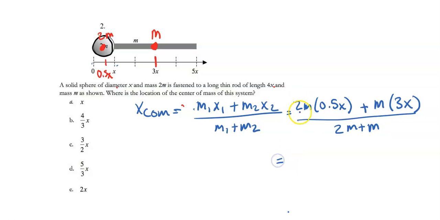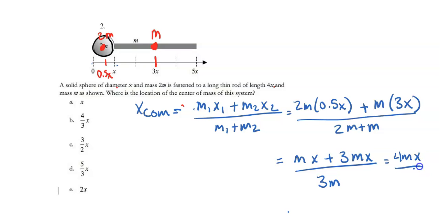So now we go ahead and do some fun math. 2m times 0.5x, so that's just going to be mx, plus 3mx, over 2m plus m, which is just going to be 3m. So then we're left with 4mx on the top and 3m. Oh, I love it. m cancels out, and we are left with 4/3 x. So that is right here.